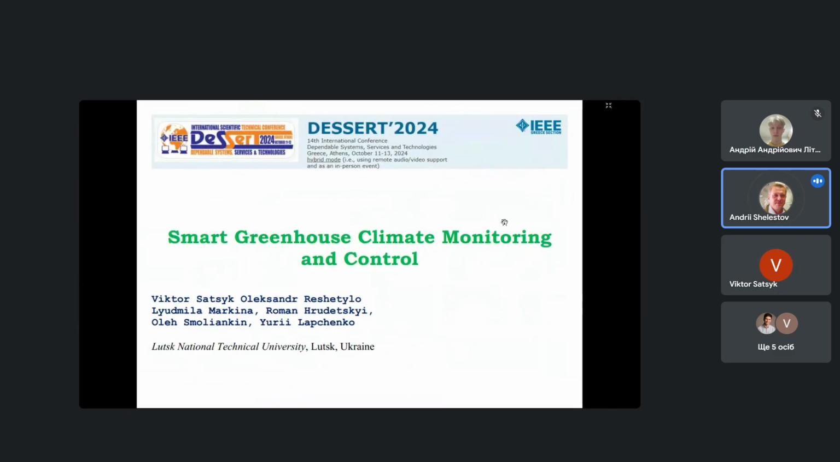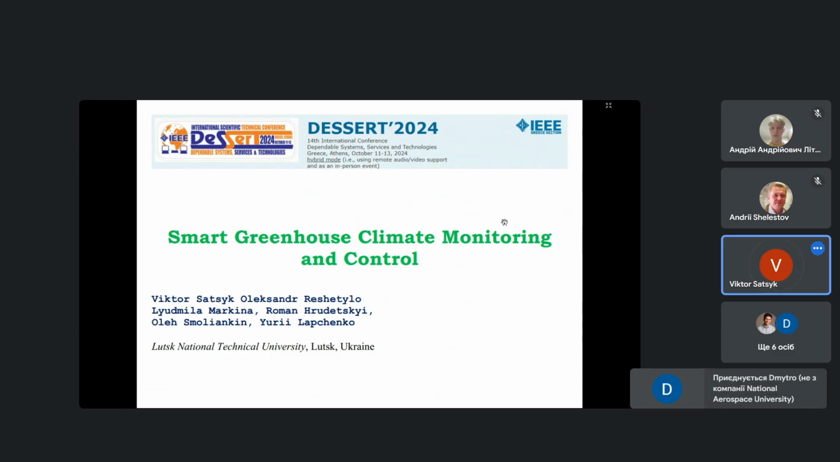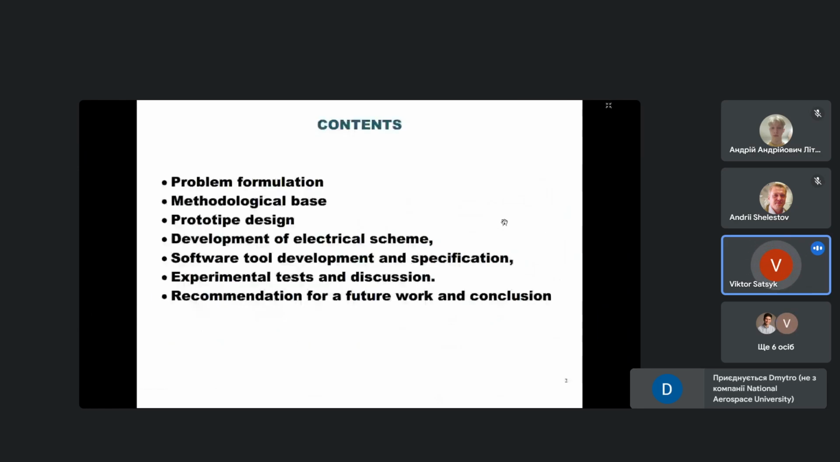It's more beautiful. Okay. I'm the speaker, Victor Sacek, from the Luz National Technical University, and today our topic is smart greenhouse climate monitoring and control. Our content is problem formulation, methodological-based prototype design and development of electrical frame, software tool development and specification, discussion, recommendation for future work and conclusion.